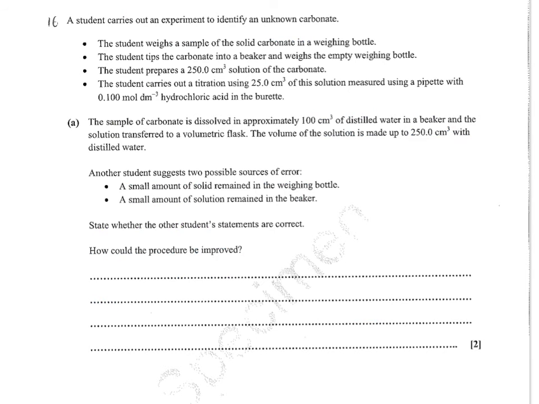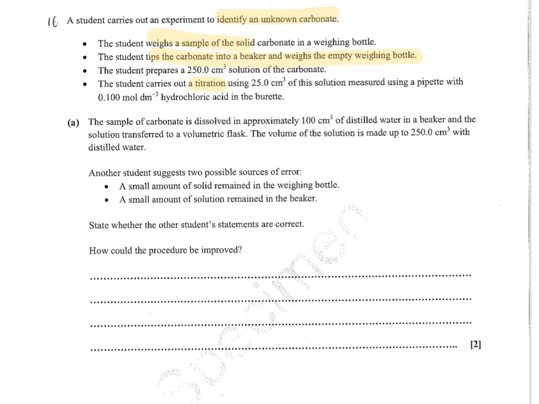Right, so in this one, if you look at it, it's obviously a description of an experiment of some kind. It tells us that you're identifying an unknown carbonate, and I can see the word titration in there, so that means that there's some data we're going to be using. So let's have a look. It says the student weighs a sample of the solid carbonate in a weighing bottle, and then they tip the carbonate into a beaker and they weigh the empty weighing bottle.